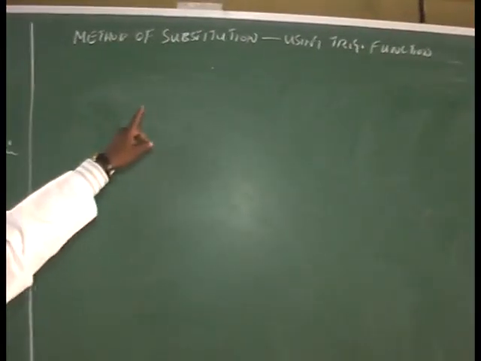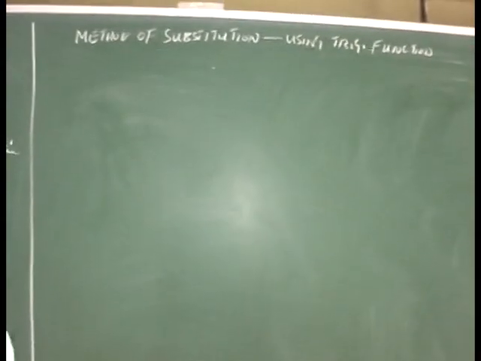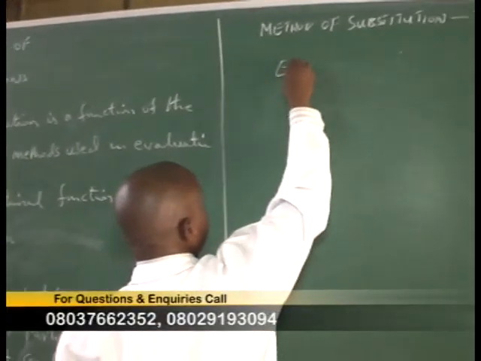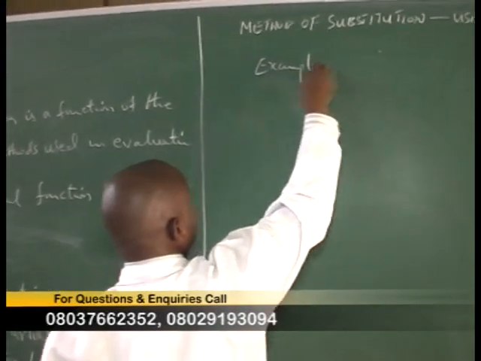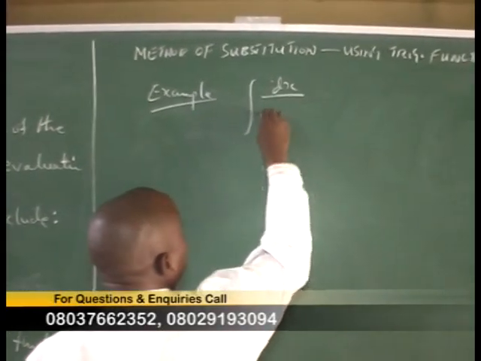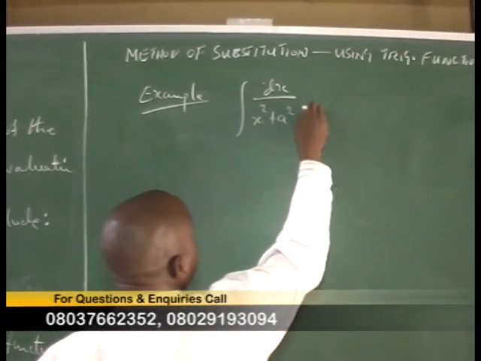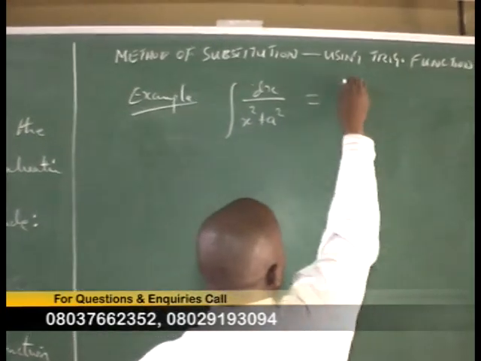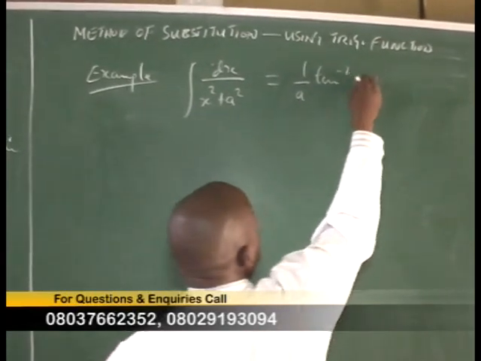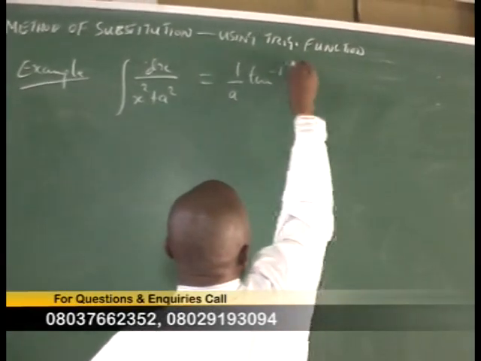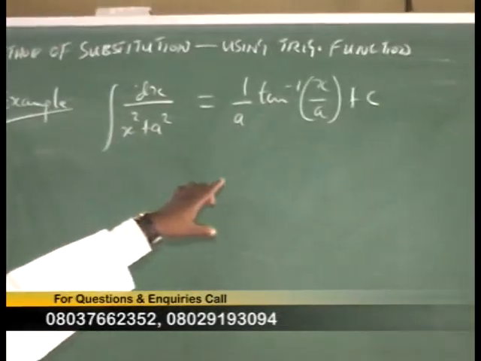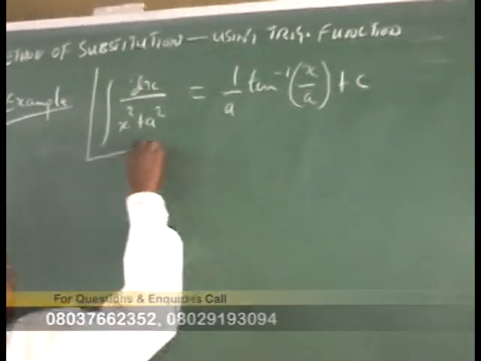We are looking at the method of substitution using trigonometric functions. Example: integral dx all over x squared plus a squared will be equal to 1 all over a tan inverse of x all over a plus c. If you integrate this, it will give you this. Take note of this.